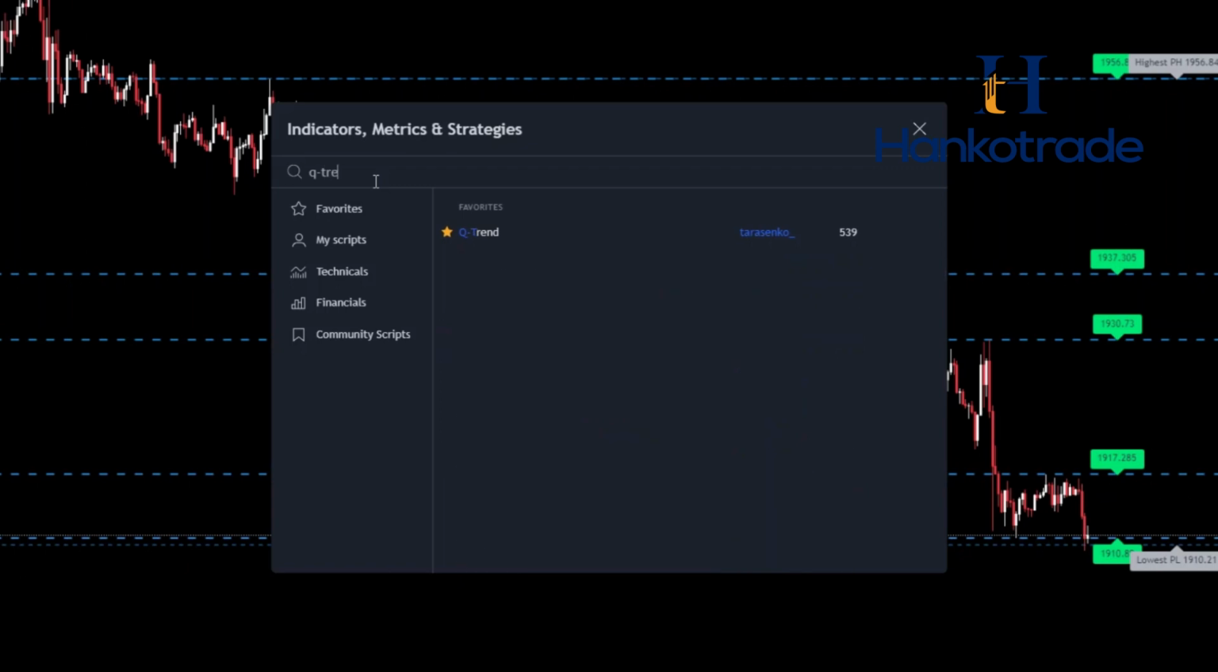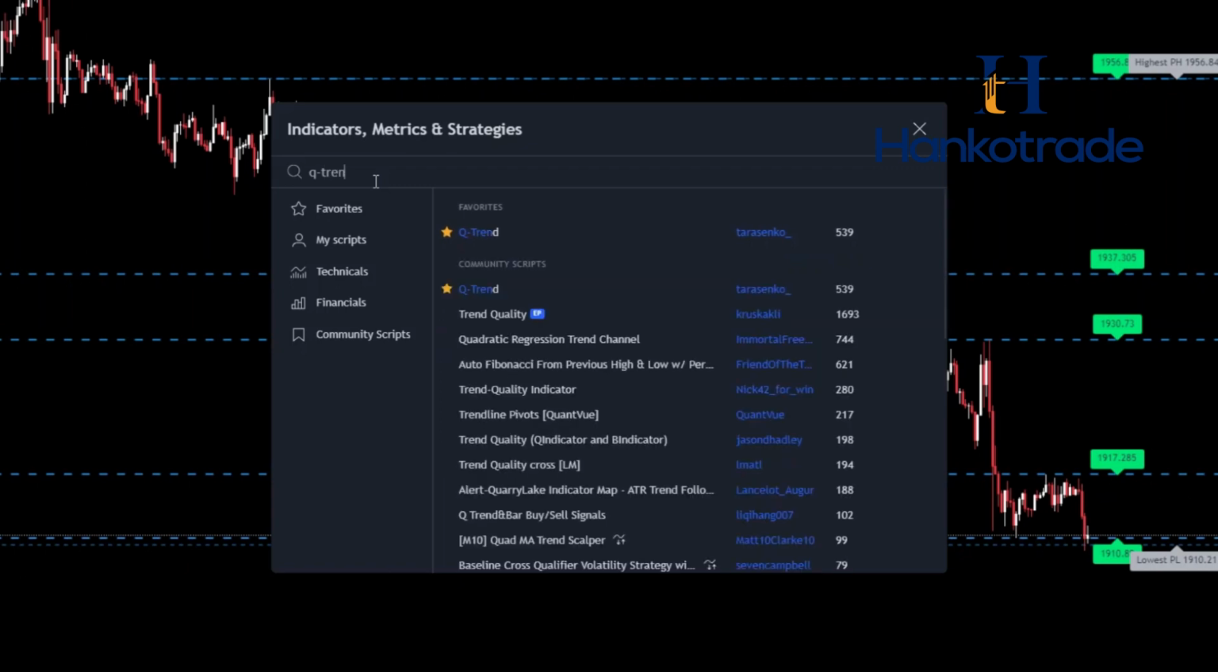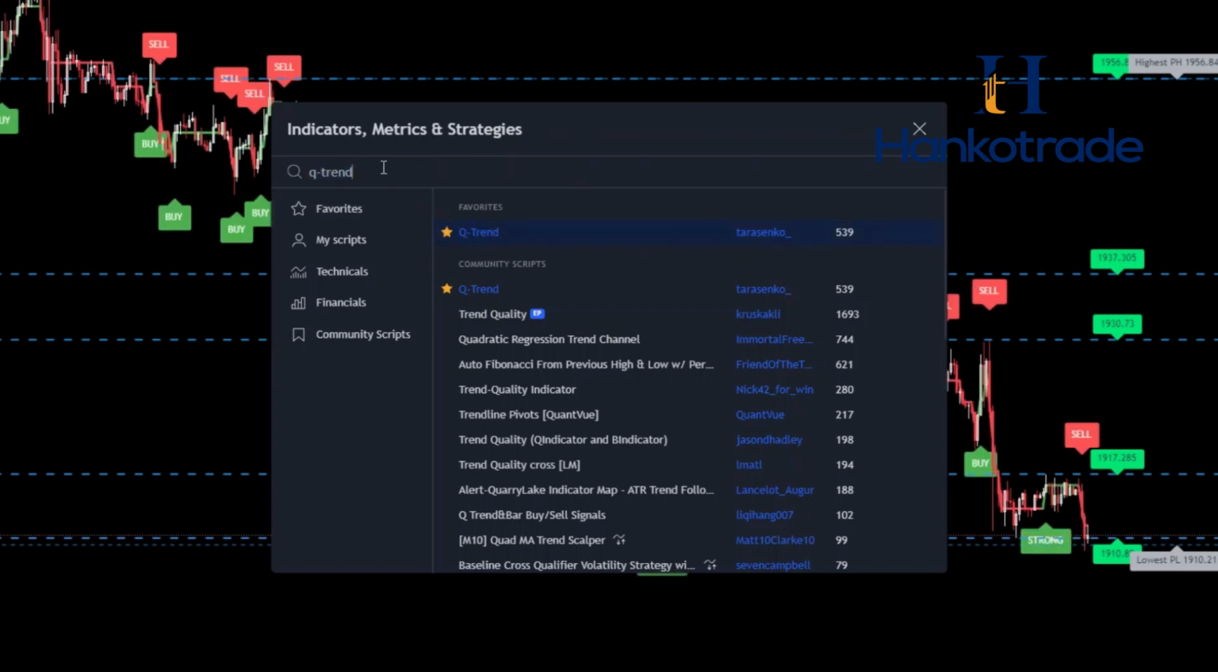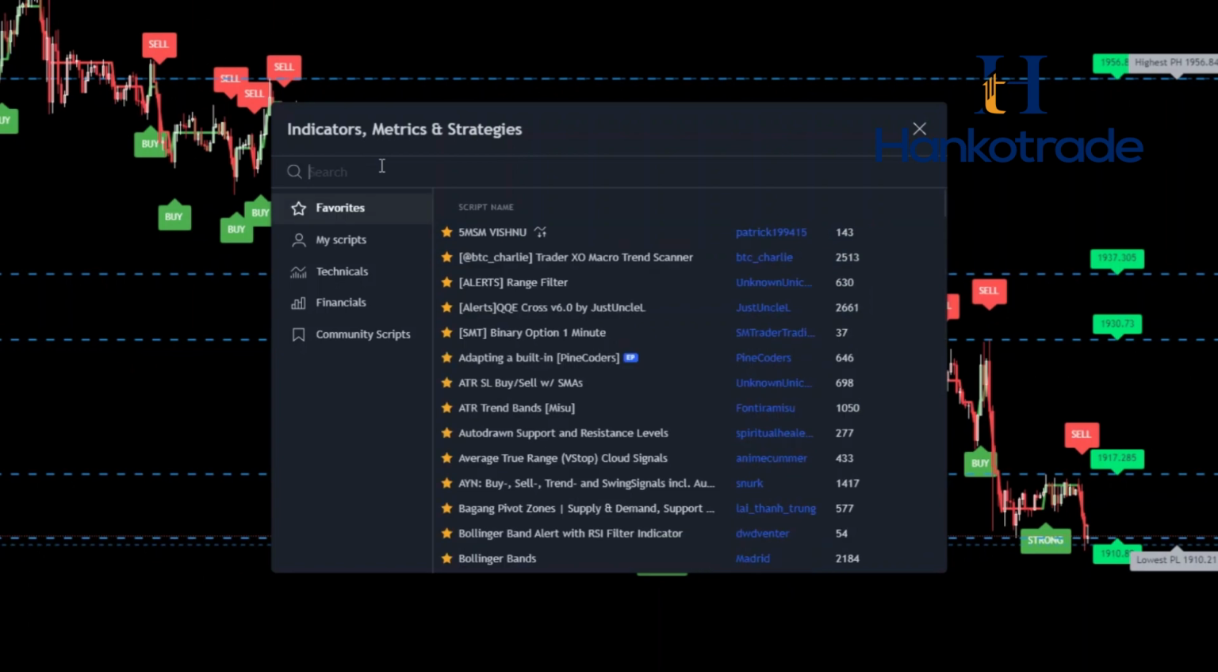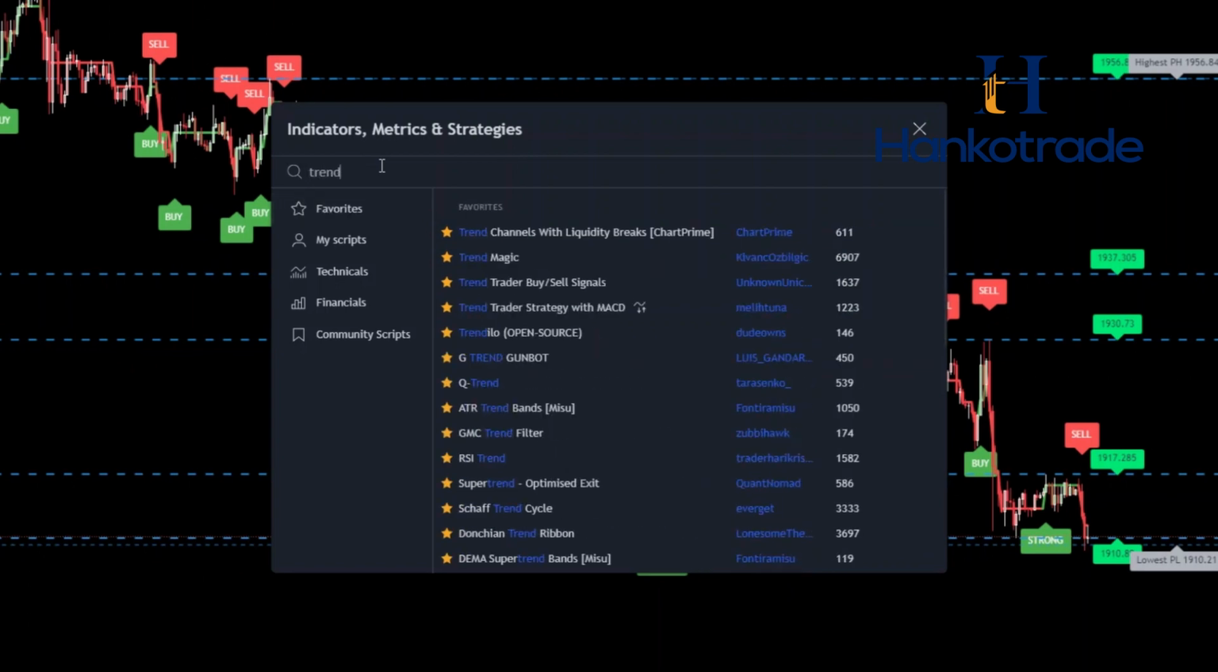Now I will search for the Q trend indicator and add it to the chart. I will search the Trendelo indicator and add it to the chart. Then you change their settings like me.